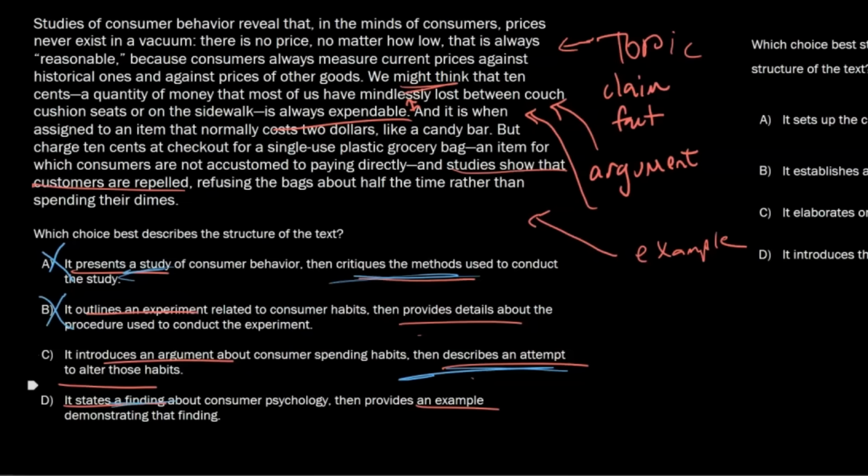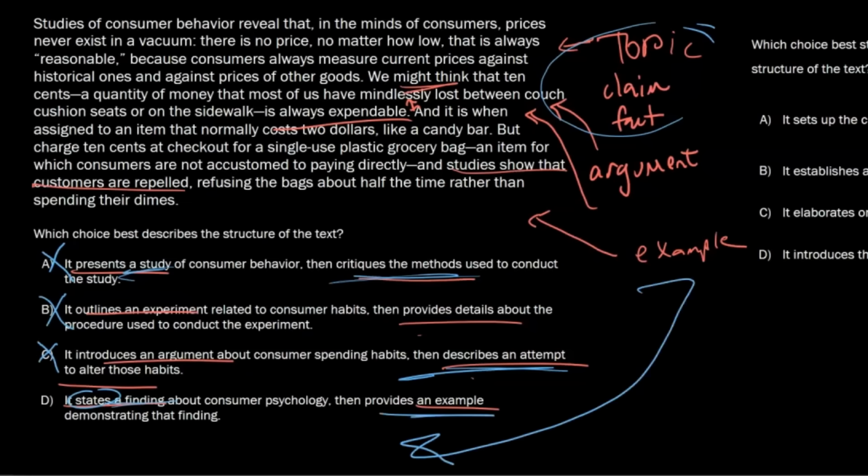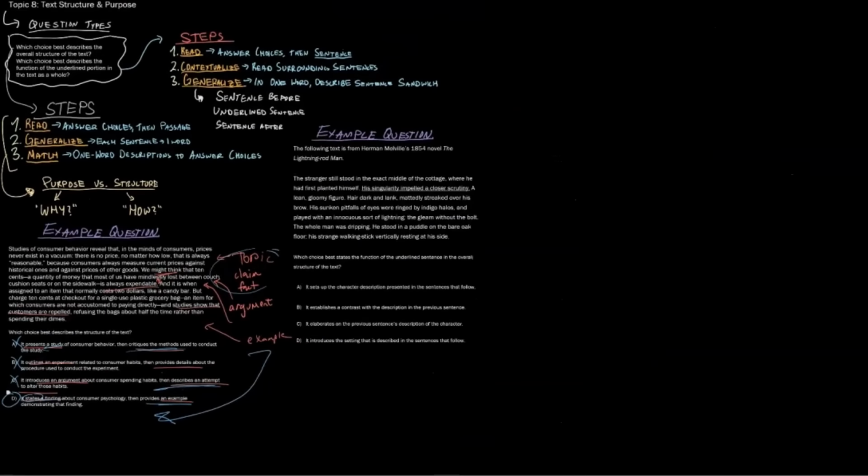States a finding. Well, we had the word statement up here, right? I kind of said the word statement. It's a topic, it's a claim, it's a fact. That's what we're starting off with. Then it provides an example. Have that here for sure, demonstrating that finding. So we can just say it's D. And that's how you want to solve one of those problems.